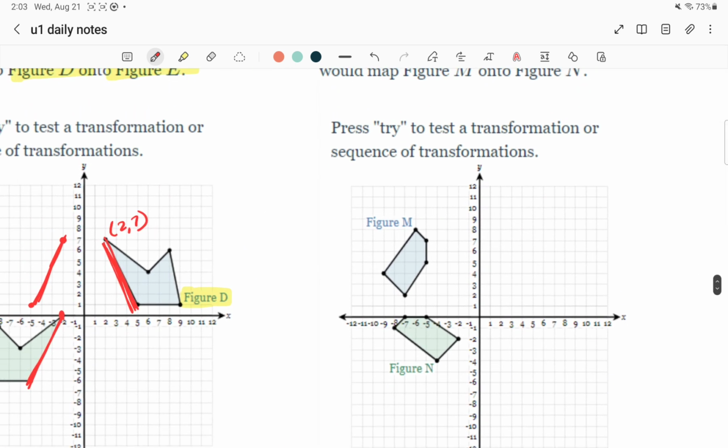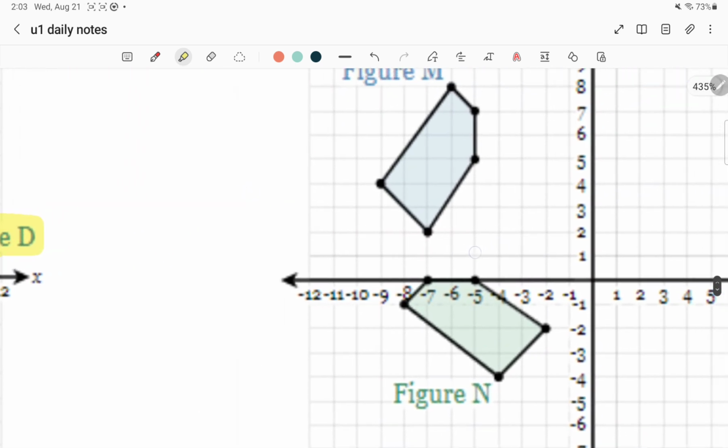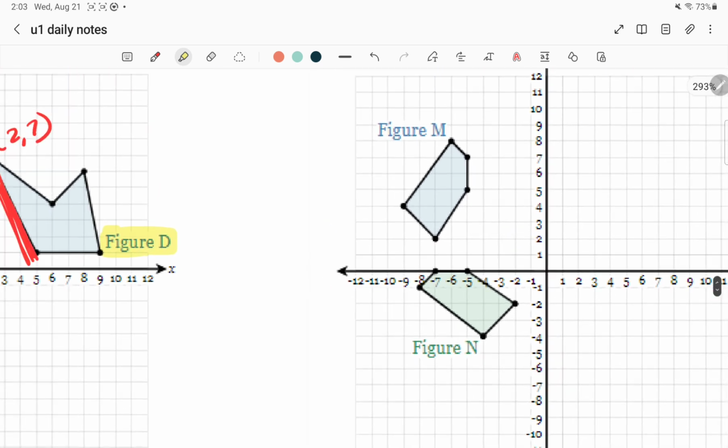Okay, next I'm going from M to N. I always like to start in my head with a reflection, like, can I make a reflection happen? And I'm thinking no. I think this had to have been completely turned, because it looks like this side ends up right here. They're not facing each other. They're not completely opposite of each other either.